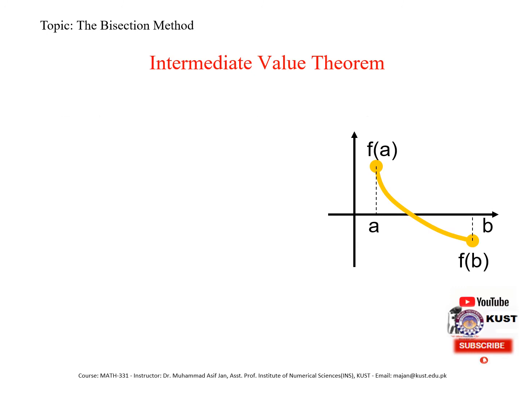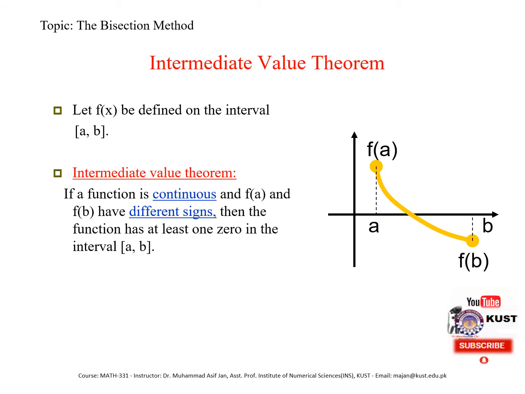To develop the assumptions for the bisection method, we will be needing the intermediate value theorem. So let me introduce you to the intermediate value theorem in this slide. Let f(x) be defined on the closed interval with endpoints a, b. The intermediate value theorem says that if a function is continuous and f(a) and f(b) have different signs, then the function has at least one zero in the closed interval with endpoints a, b.